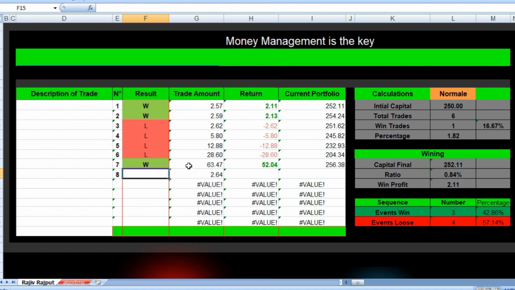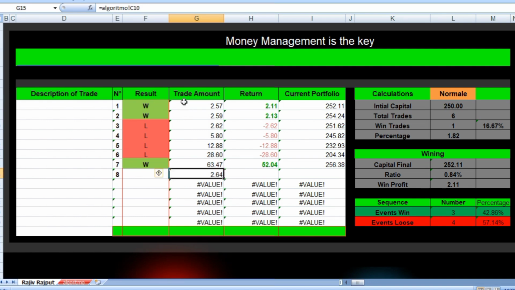As you can see, when I win that particular trade of $63.47, then immediately my next amount is $2.64, meaning again I am on the first step of my martingale steps. This is the amount of the first trade, as you can see, which was around here. So this is how the money management sheet will work.